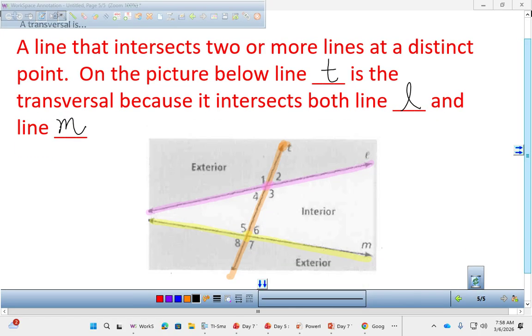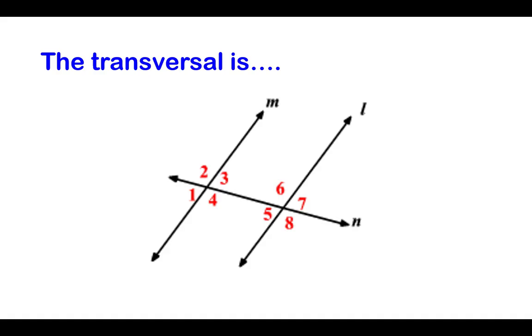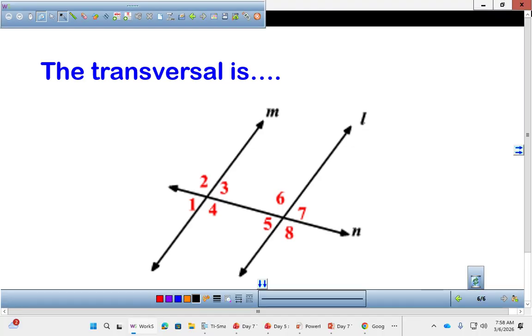All right, so this I don't believe is in your toolkit, but I just want you to think about it. If I gave you this picture, would you be able to identify the transversal? So think about what that definition is. A line that intersects 2 or more lines. No. Which one's the transversal? This one is the transversal, all right?